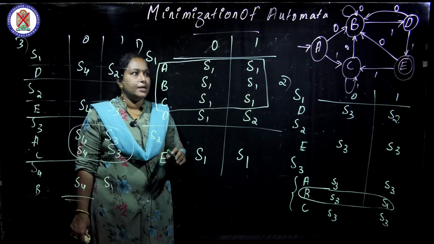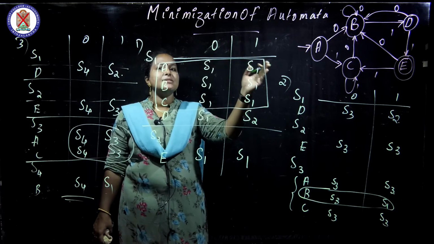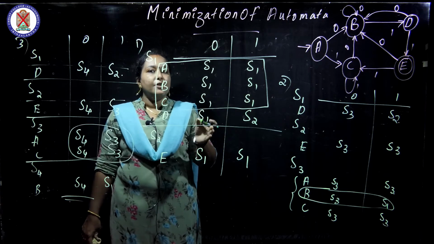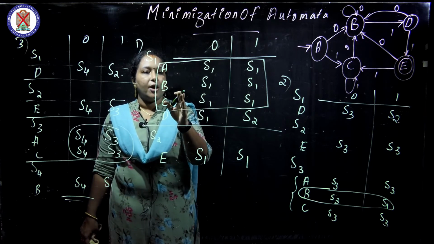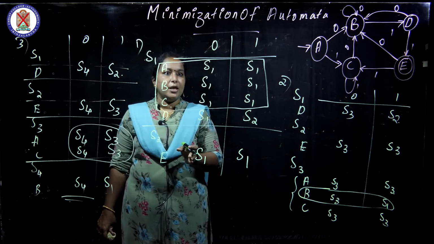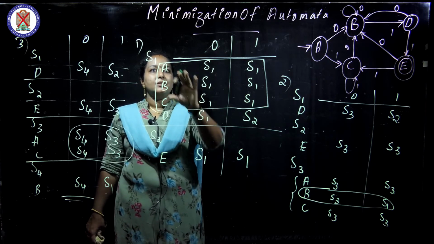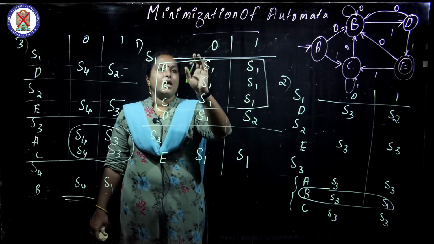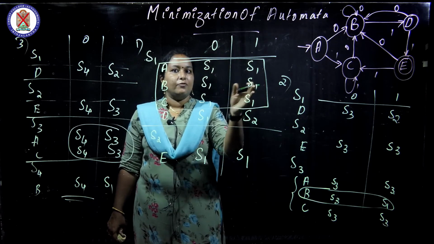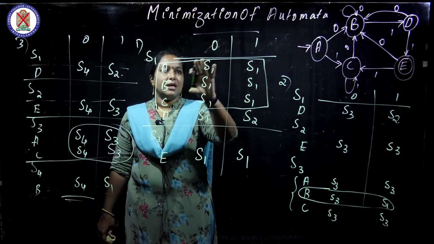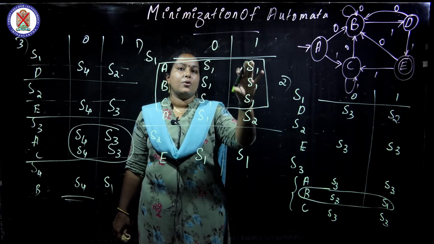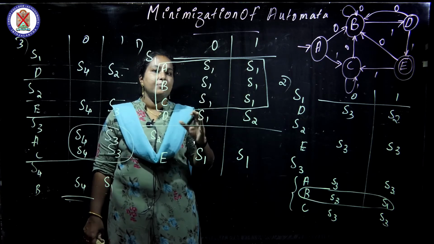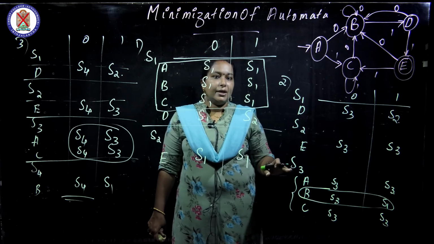So once again I will say, you must start from the 2 sets, that is, one is final and the other one is the non-final. So first of all, write one set for non-final and another set for the final state, and you mark the transition for 0 and 1. States with similar transitions for 0 and 1 can be made as another state, and again repeat it.